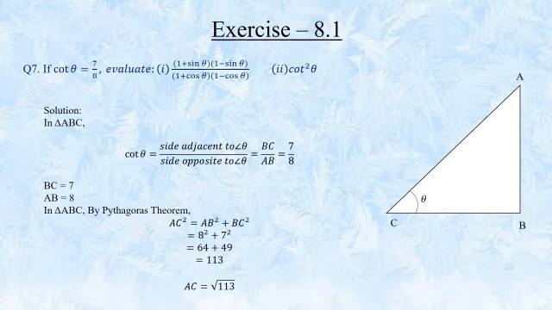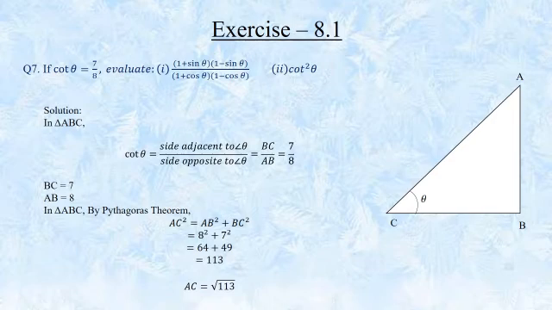Till now, you had two types of questions. In the first one, sides of the triangle were given and you were asked to find the trigonometric ratio. In the second one, a trigonometric ratio is given, then you have to find the other trigonometric ratios, for which we found the sides first and then we found the trigonometric ratio. Now, a trigonometric ratio cot theta is given and we have to evaluate an expression.